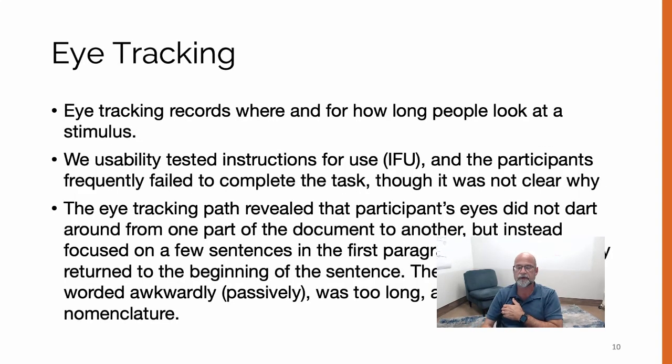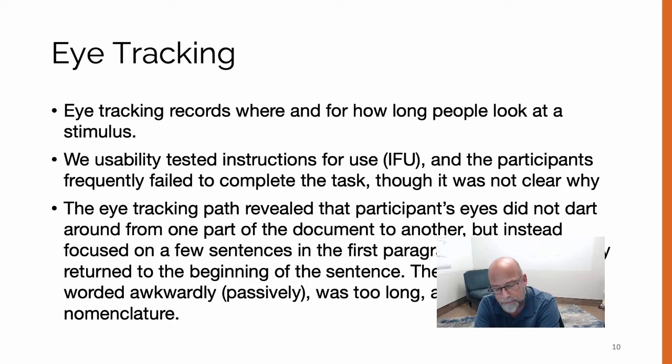So let's talk about the first one, eye tracking. Eye tracking itself records where and how long people look at a particular stimulus. I'll give you an example. We recently usability tested instructions for use, that is IFUs. I don't know why they have to give them an acronym like that, but in the old days we would call them directions or instructions, but instructions for use for a particular product. And the participants often failed to complete the task, but it wasn't quite sure why they were having trouble.